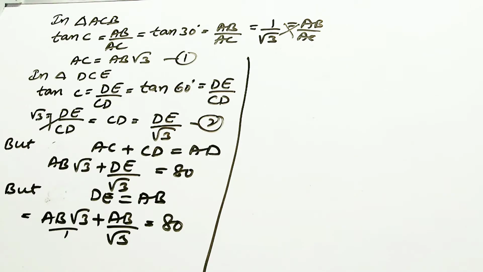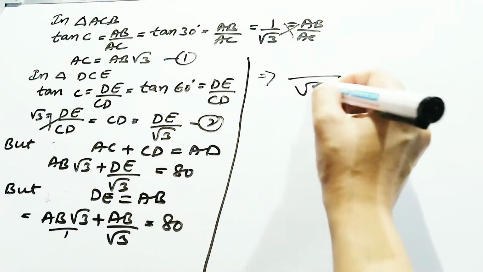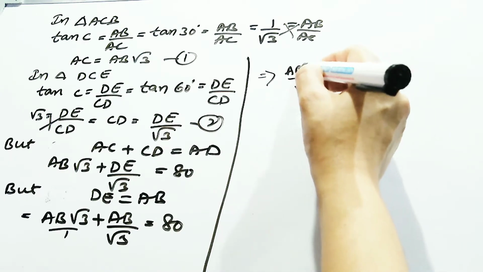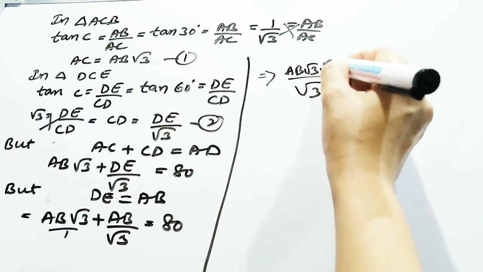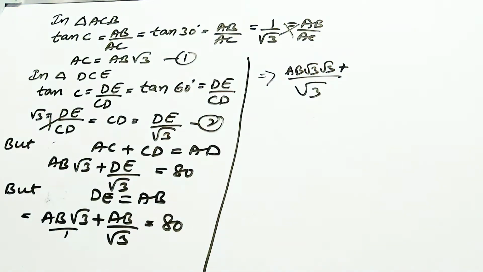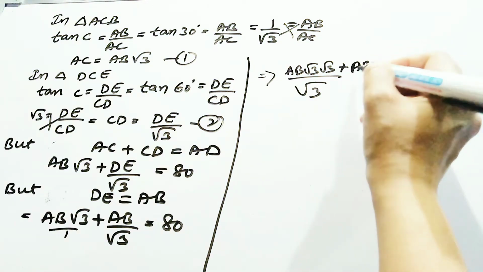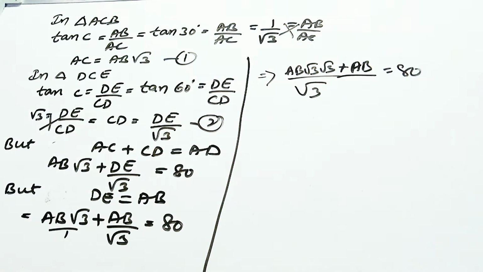Just take out the LCM. So what will you get for the LCM? Root 3 AB root 3 plus AB equal to 80.